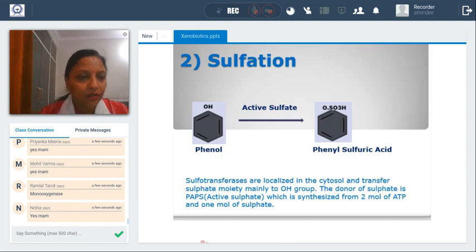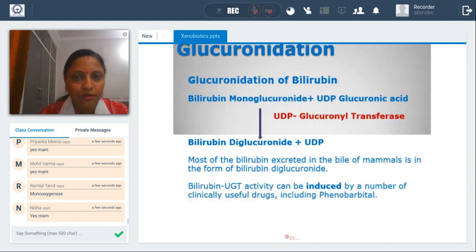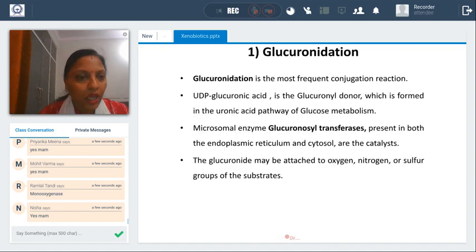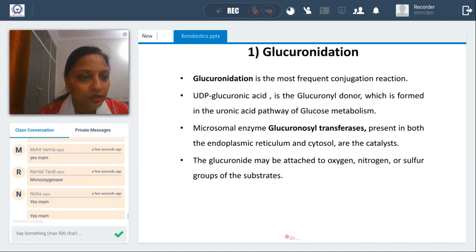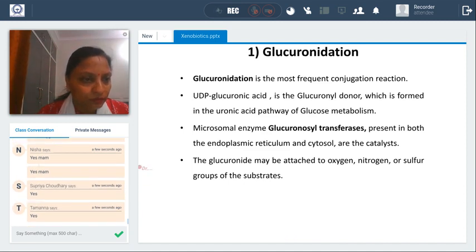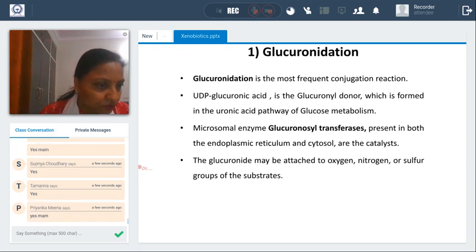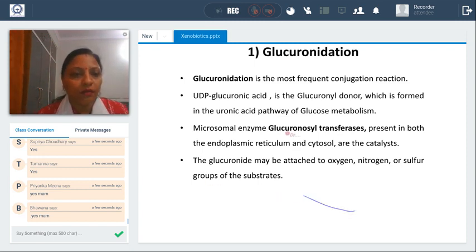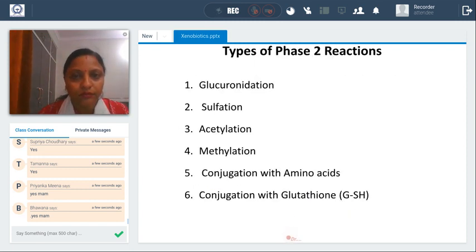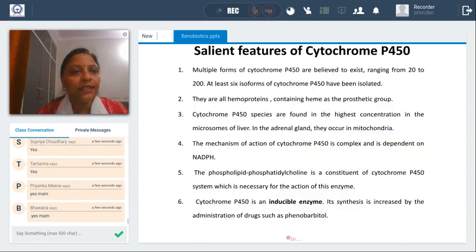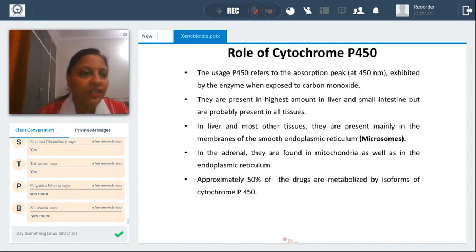Do you understand? Now, is it clear to all of you? Please, box. Am I audible to all of you? Please add in the box. Am I audible? So, please add in the box the reactions or the phases of biotransformation.